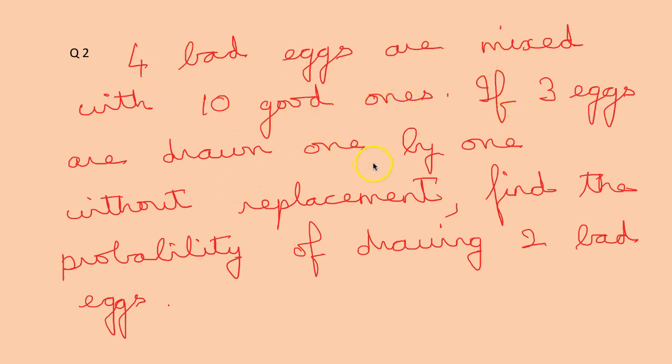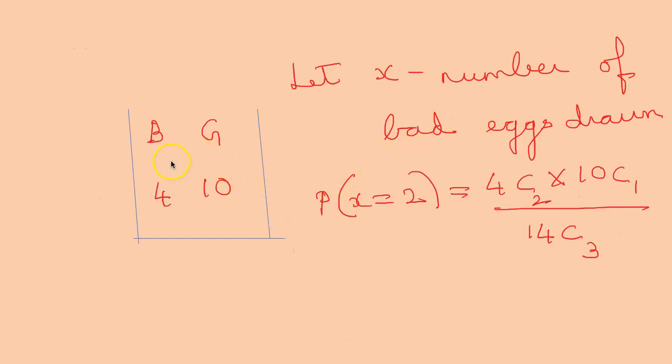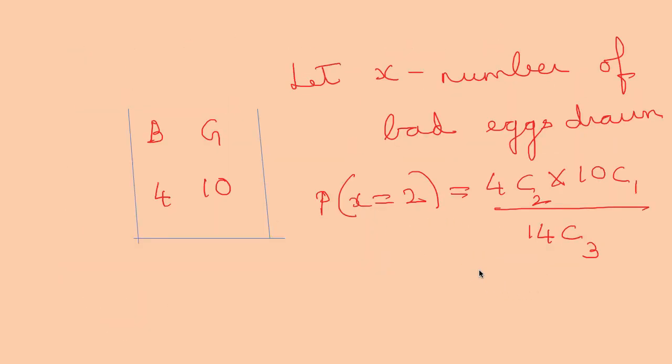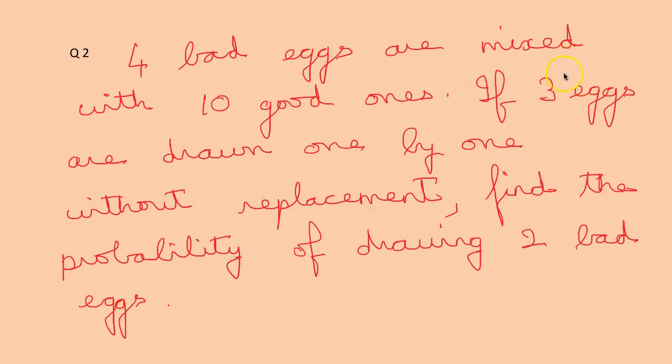If 3 eggs are drawn one by one without replacement, find the probability of drawing 2 bad eggs. This is without replacement, so you have 4 bad eggs and 10 good ones. Let x be the number of bad eggs drawn. So we need to find the probability of drawing 2 bad eggs. Your denominator will be, totally you are drawing 3 eggs.